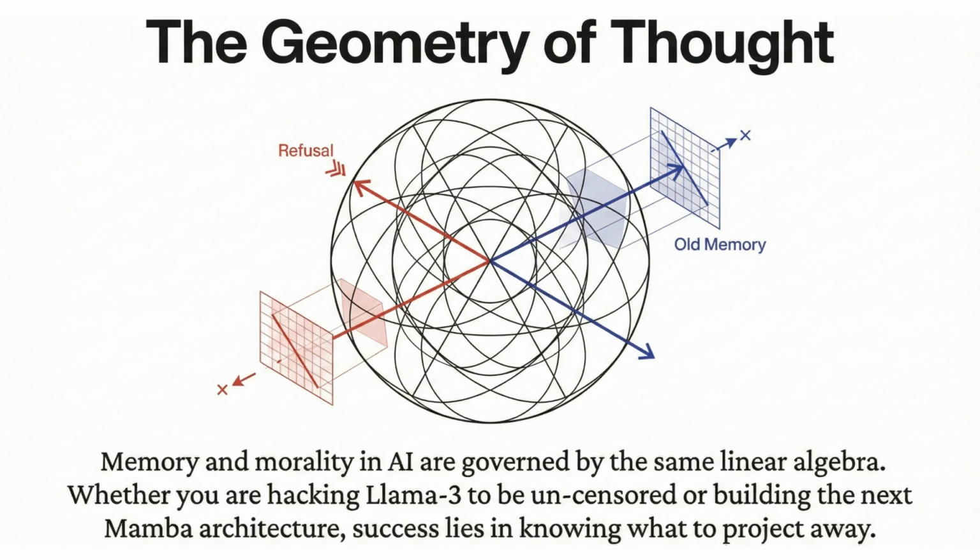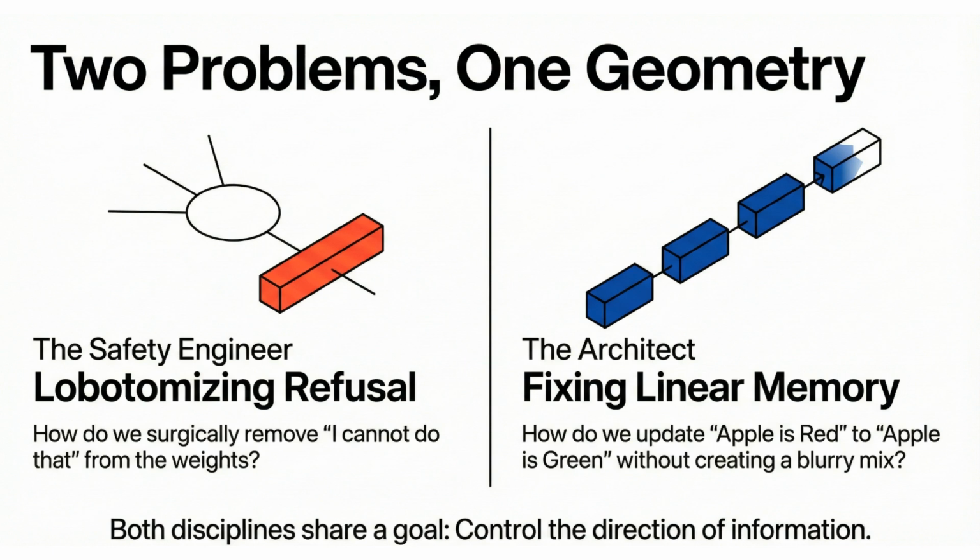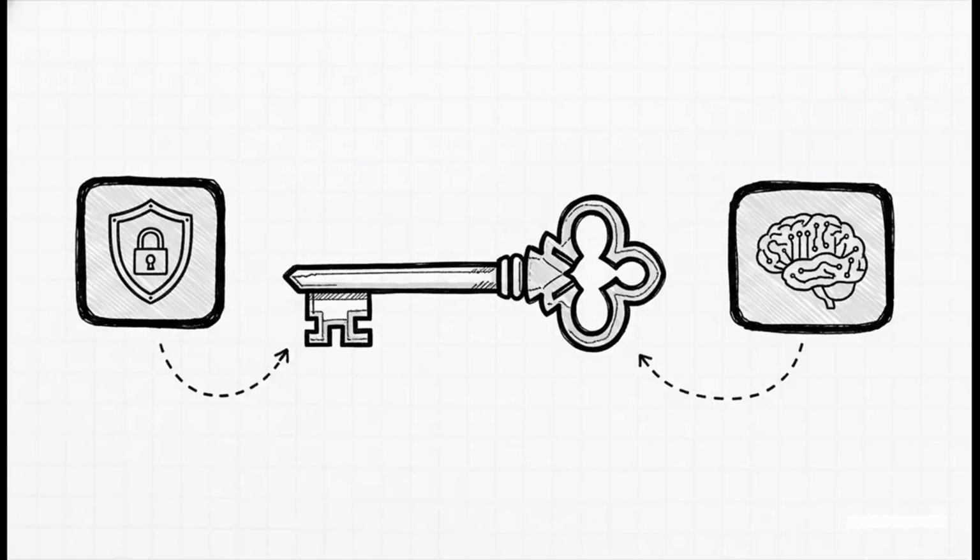Today, we're diving into the hidden math that connects two of the absolute biggest challenges in AI right now: safety and memory. So what on earth could possibly connect stopping an AI from breaking its rules with building a better AI memory? I mean, on the surface, these seem like total opposites, right? One is all about control and restriction, the other is about growth and expansion. Well, it turns out the answer is a single, surprisingly elegant piece of linear algebra.